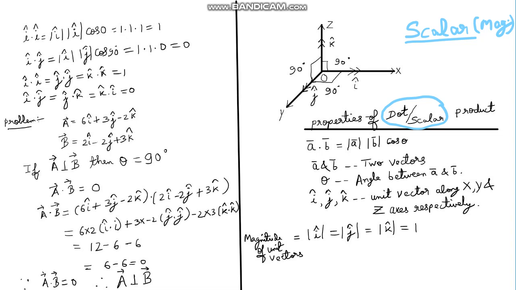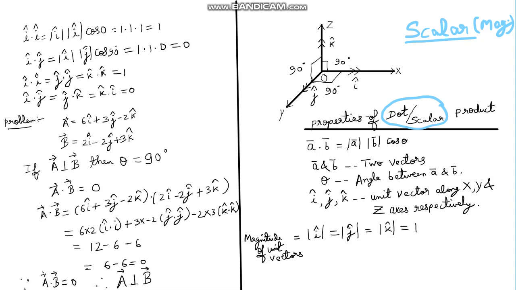Now suppose these are the three mutually perpendicular axes in 3D: x, y and z. These are directed along different directions. So i, j and k are the unit vectors which give the direction along the three mutually perpendicular axes. Since x, y, z are mutually perpendicular, the angle between any two axes is equal to 90 degrees.